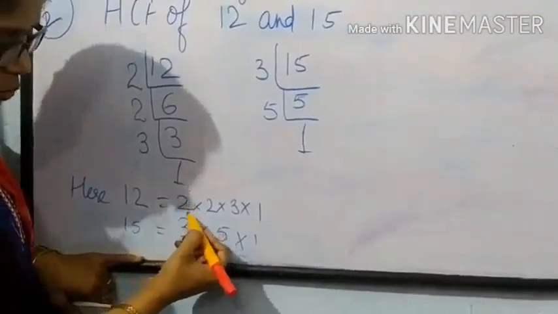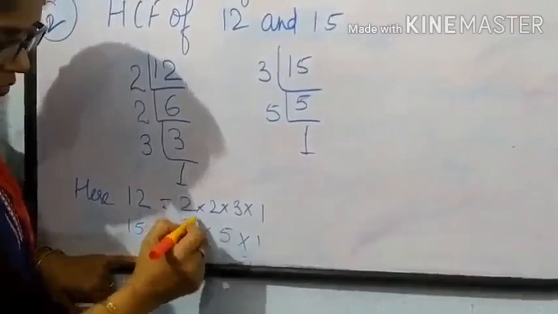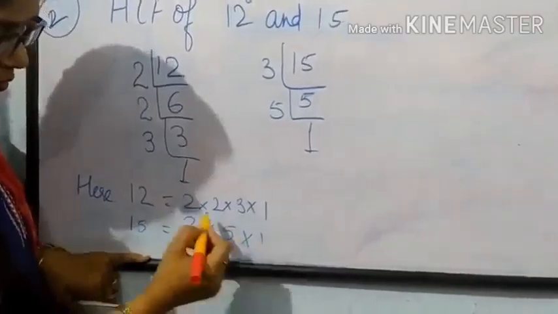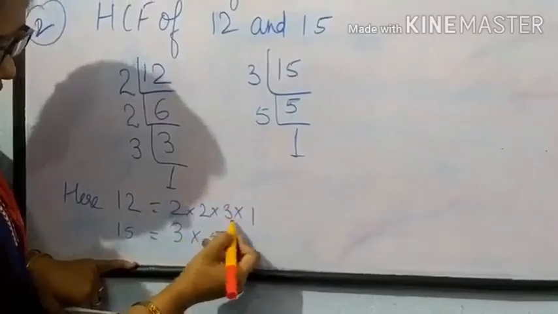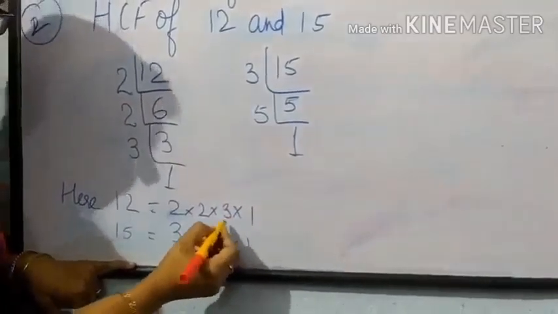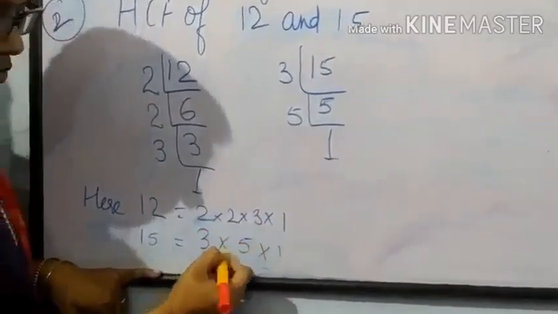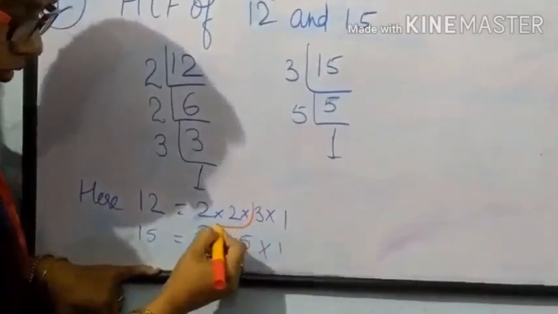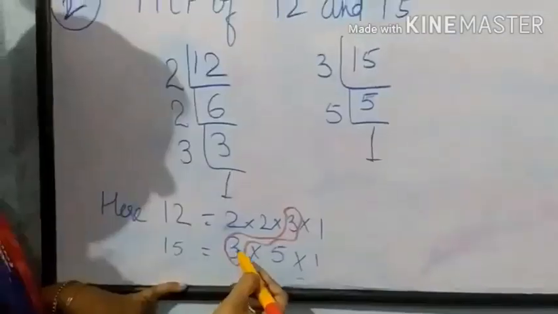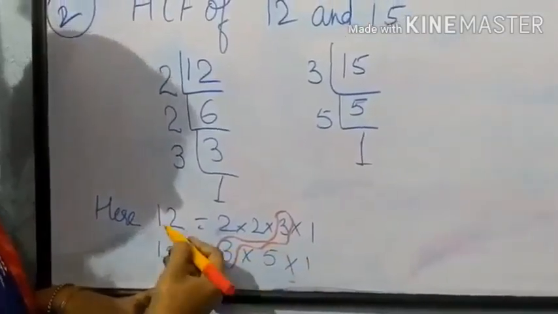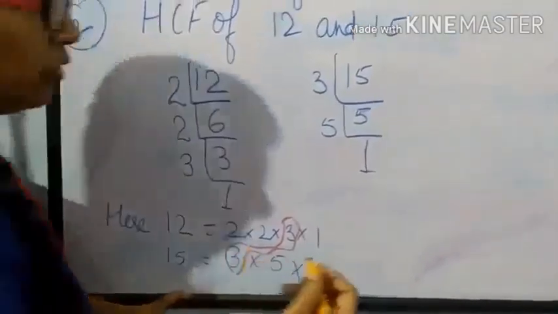Firstly we see 2. There is no 2 in 15. Again we move to the next 2. There is no match. Now next we move to 3. Now we can find 3. So here we got 3. Now we get 3 in both numbers, in 12 and 15.